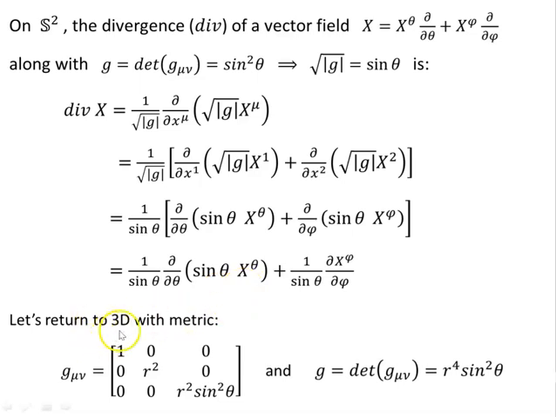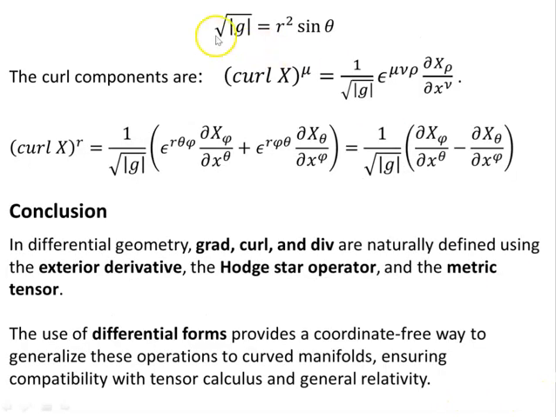Anyway, let's return to 3D with metric tensor. This here in 3D, spherical polar coordinates. The determinant of the metric is this object here. You can see the square root of the absolute value of that will be r squared sine theta. Not that we need to take the absolute value there.